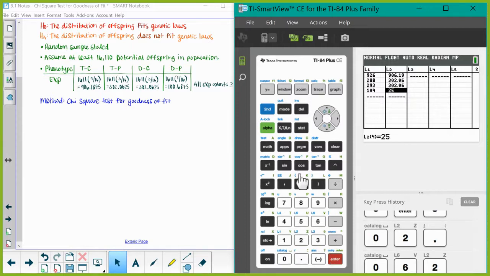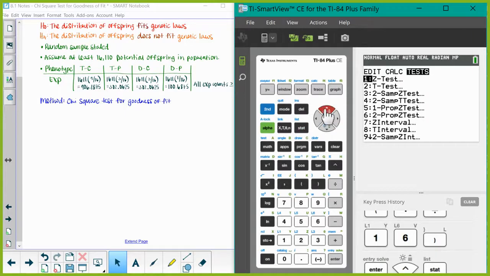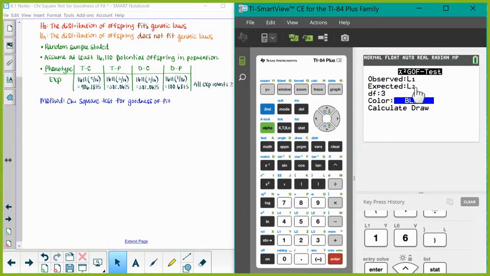And again, if you don't want to do all of these calculations separately, you can do them in the stat edit menu. I could do 1611 times 1 over 16, and that's going to give me my 100.6875 value. Once I have all of my data in, I'm going to go to Stat, Tests, down to the letter D, enter. I have observed L1, expected L2, and I still have 4 categories, so my degrees of freedom is still 3, and I'm going to calculate.